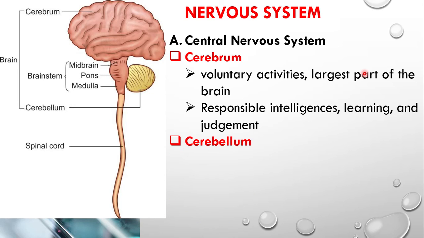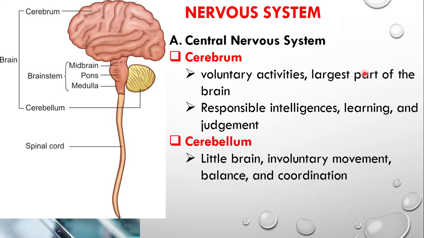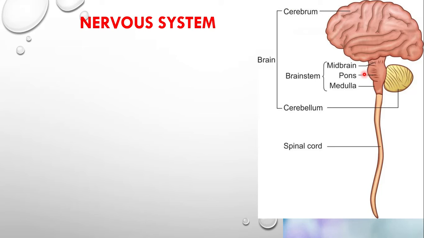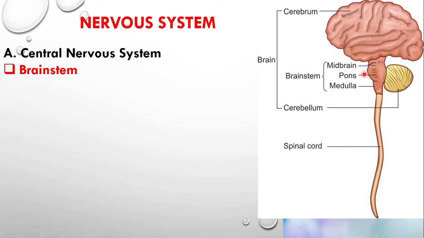Okay, the cerebellum is also part of the brain. Okay, it is called the little brain. It controls or regulates involuntary movement and also regulates balance and coordination. Okay, and then we have the brainstem. The brainstem includes the midbrain, the pons, and the medulla.